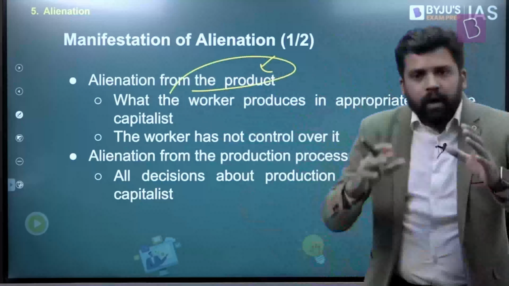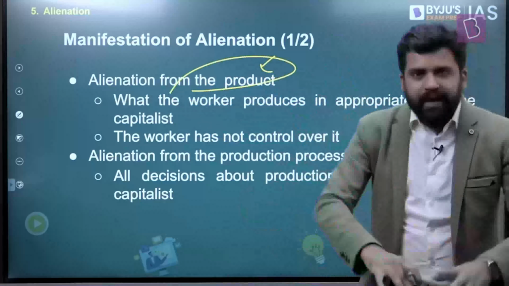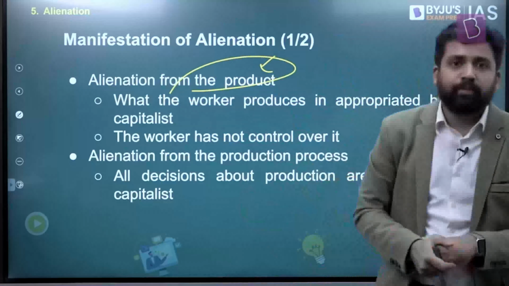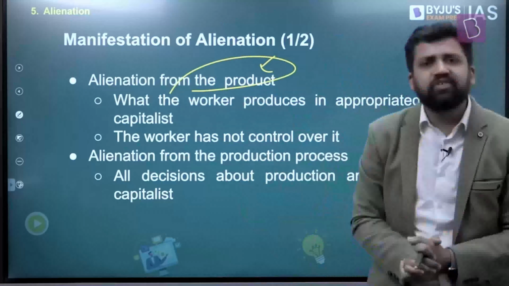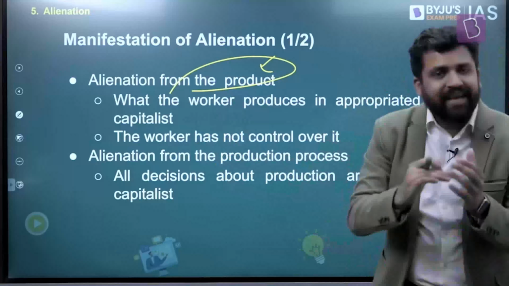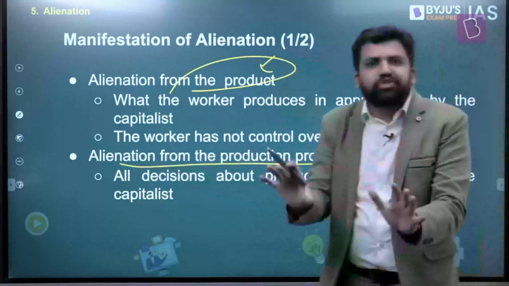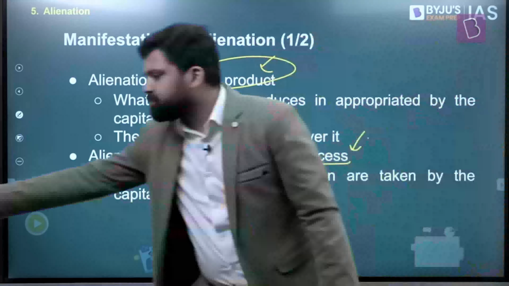Next thing, alienation from the process is also happening. Alienation from the production process. How production takes place. Who decides what needs to be produced? Who decides how things will be produced? It's the capitalist who decides all these things. The worker does not have any say in that. So this entire process of production is separate from the worker. The capitalist decides everything. So there is alienation from the production process. All the decisions are taken by the capitalist. The worker does not have anything to say here.